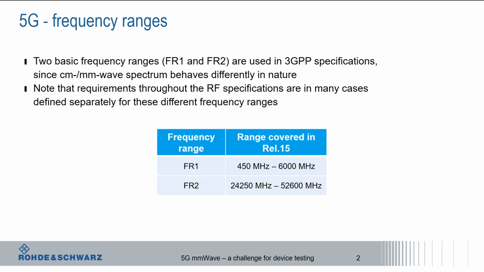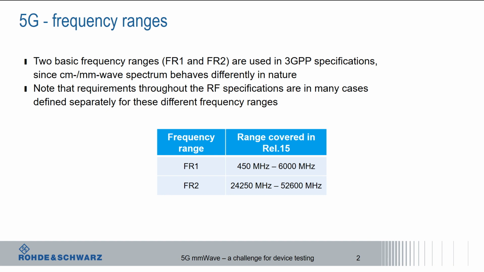Welcome to this webinar about 5G NR millimeter wave and the challenges that come along with it, especially for device testing. First of all, let's have a look at the different frequency ranges that are specified for 5G NR. As you probably know, there are basically two different frequency ranges. That's frequency range 1 with up to 6 gigahertz. And then there is frequency range 2, which is the millimeter wave frequency range going from 24.25 gigahertz up to 52.6 gigahertz in Release 15.